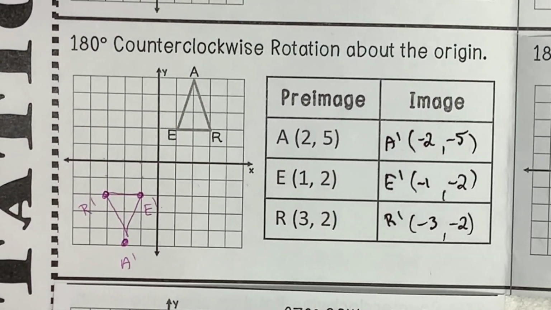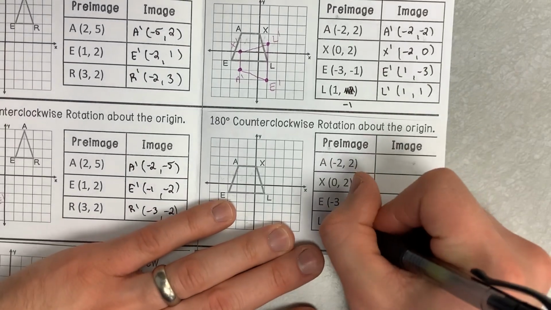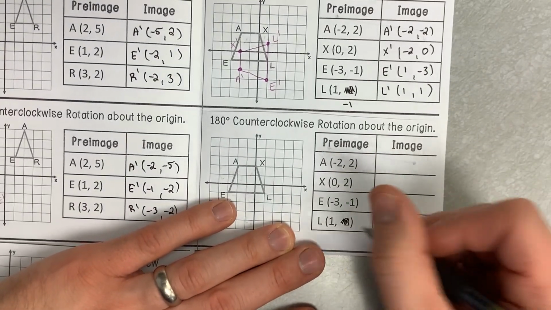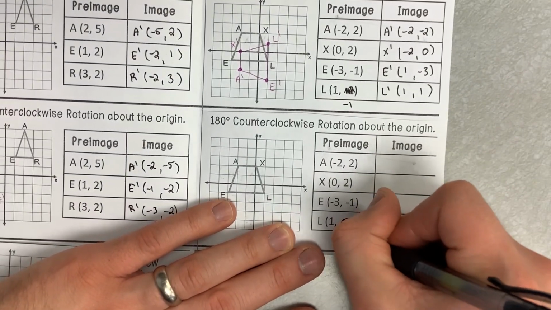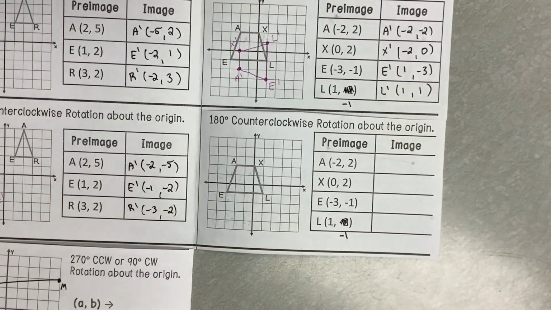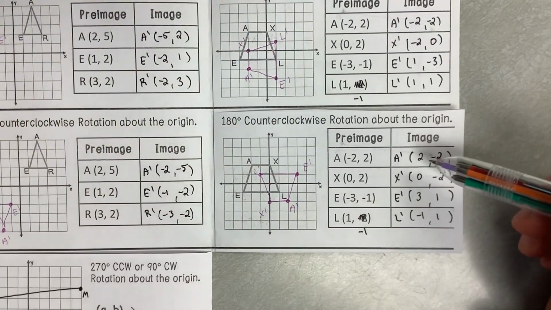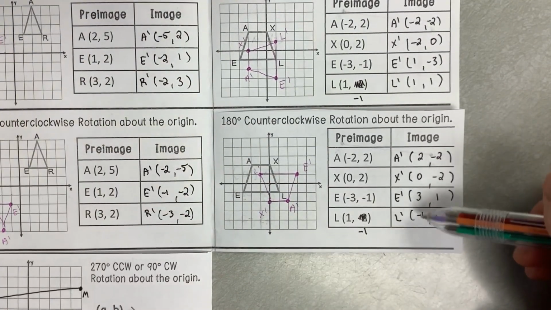And that's it, guys. So I want you guys to try this one on your own. Remember that this point L should say 1, -1. Okay? So with that said, try it. Go. Okay, guys, check your work. I got my new prime points right here. Boom.